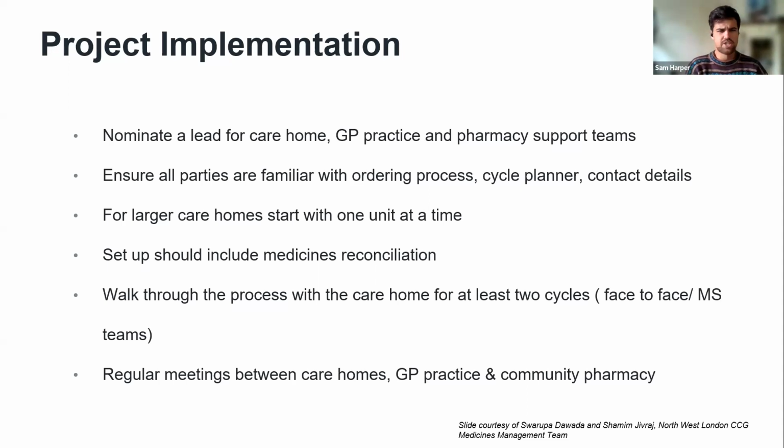For project implementation, these are all best practice. We suggest that you nominate a lead for the care home. There are three parties involved in proxy ordering: the care home, the GP practice and the pharmacy. So it's very important that you're working closely with the GP practice or GP surgery, because they are the ones who will be setting up the system to give you access to the patient records on the system. Without them, you will not be able to proceed with proxy ordering. You can't do it on your own. The GP has to be involved.